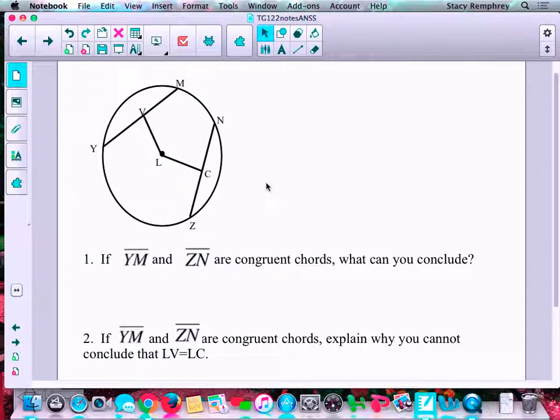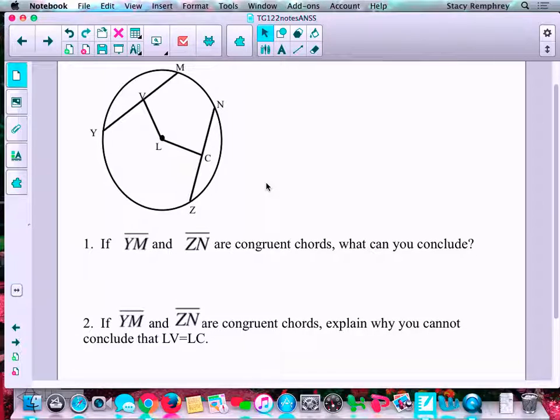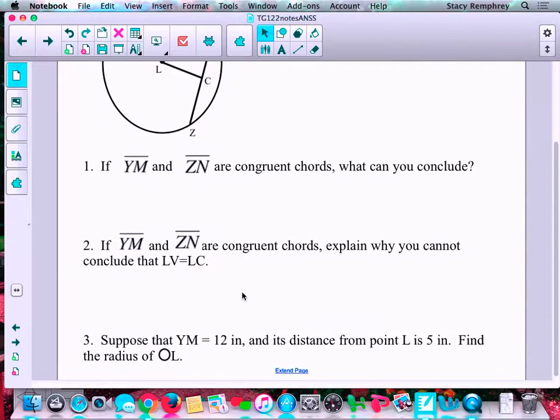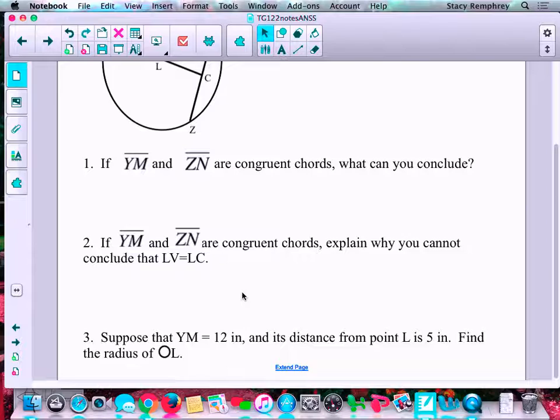So looking at this circle, circle L, I'm going to tell you that YM is congruent to ZN, and then you're going to look for what you can conclude. If you draw that diagram, you may need to push pause, because what I'd like you to do is draw that diagram, and in your small groups or just on your own, try to answer these 3 questions. I'm going to come back and tell you the answers, but I want you to think about them and see what you can figure out, and then push play again when you're ready for the answer. So push pause now.